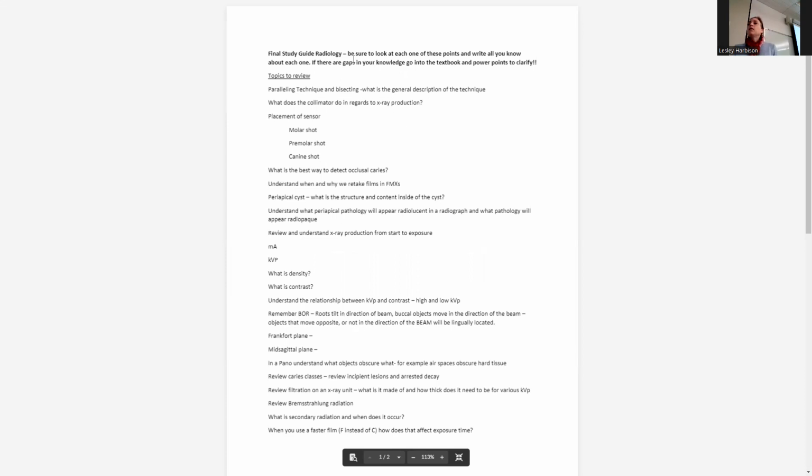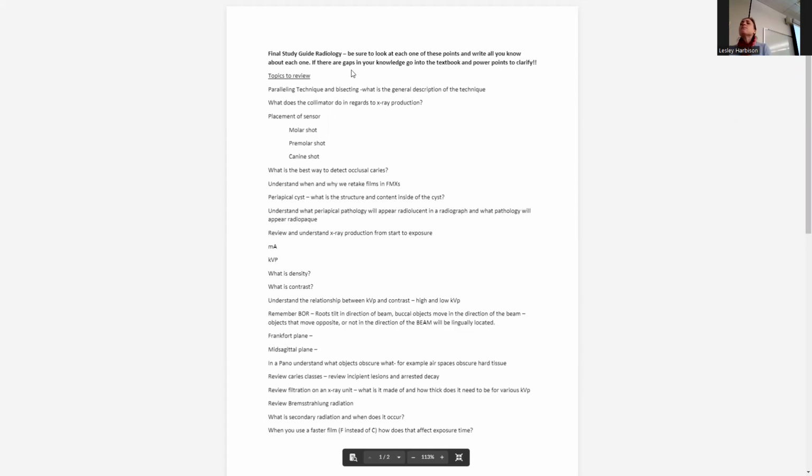So for the final study guide, be sure to look at each one of these points and write everything that you know about each one. If there's a gap in your knowledge, go into the textbook or PowerPoint to clarify. Basically, don't write stuff that doesn't pertain to it. Go into the slides and look at what I wanted you to know for the quizzes and the exams. Know that same stuff. Don't make it harder on yourself. Stick to what's there, because it'll probably be what's on the exam.